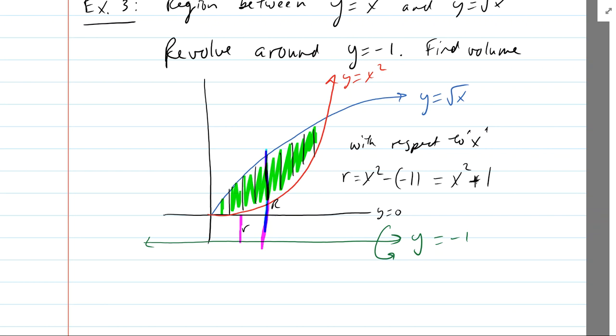What's big R? Big R is what? Big R is for the square root of x, right? So it's square root of x minus a negative 1. So it's square root of x plus 1.